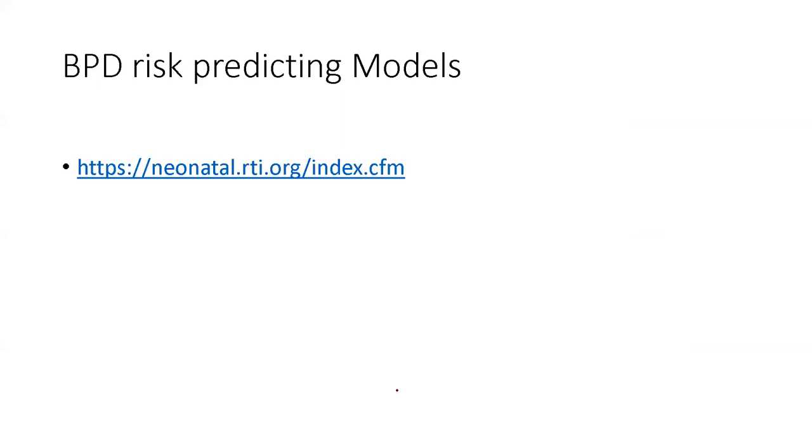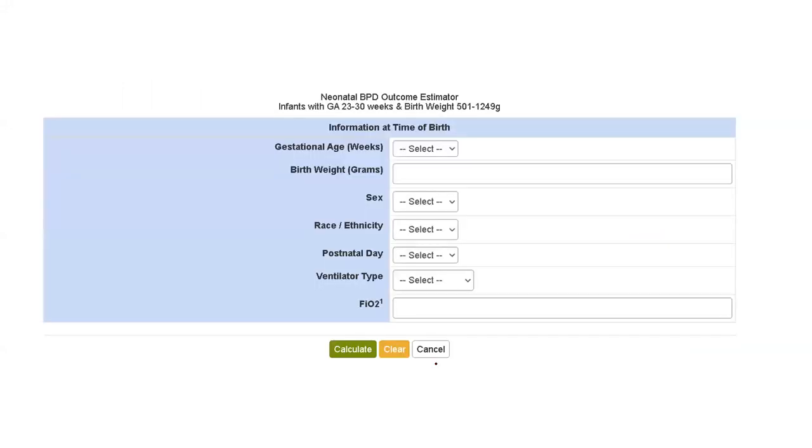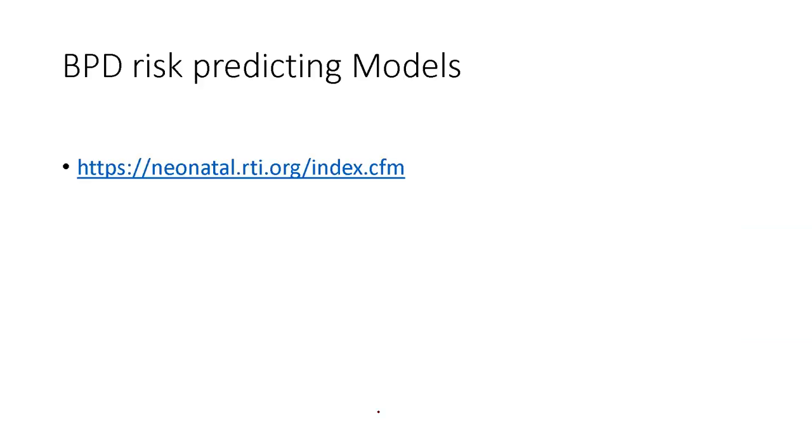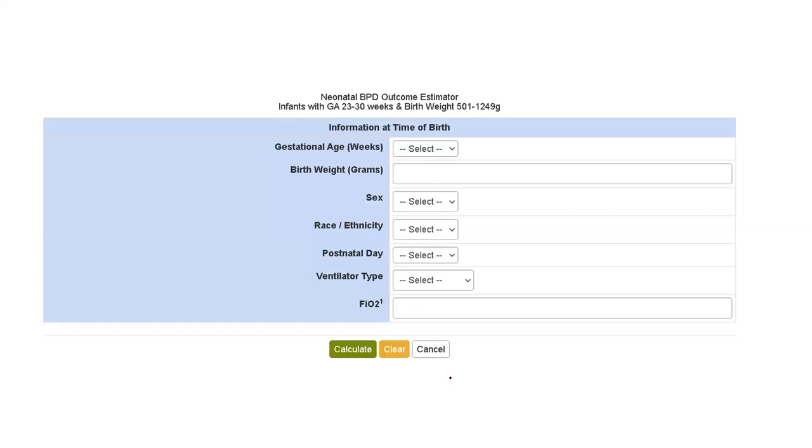Bronchopulmonary dysplasia risk prediction. There are a couple of models that give us a prediction for when they call us for perinatal care, usually when the mom is expected to have a premature baby, 23, 24 or 25 weeks, or if the baby is already born and you want to know the prediction of what this baby is most likely going to be, based on the parameters. The most commonly used is the NICHD calculator. That's the link. You can go through this link and you're going to have this.